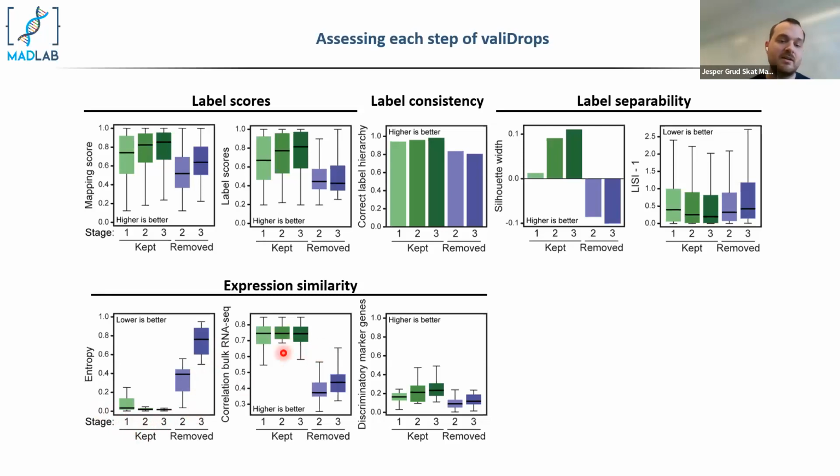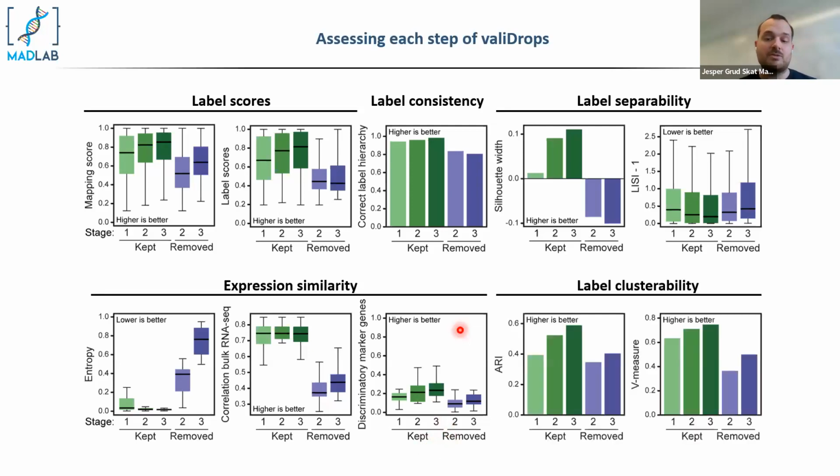You can see that the profiles correlate really nicely with bulk RNA sequencing data, whereas the barcodes that are removed do not. And we also find an increased fraction of what we call discriminatory marker genes, which are marker genes that can separate cell types from each other.